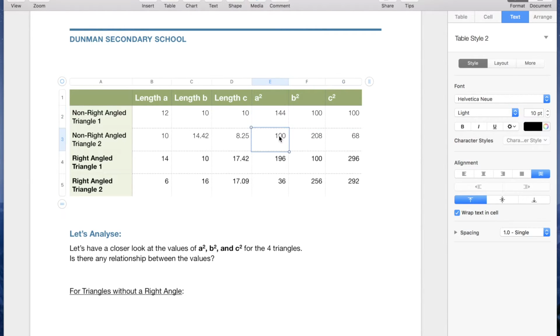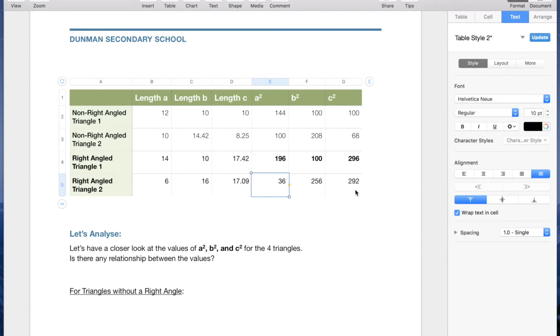Same for the second non-right triangle, you have 108, 208, and 68. It may look like there's no relationship between these 3 values. But what about these 3? Let's look at these 3 values: 196, 100, and 296. It should be quite clear. Most of you should be able to see that 196 plus 100 will give you 296. So we can see there's a relationship here for these 3 values.